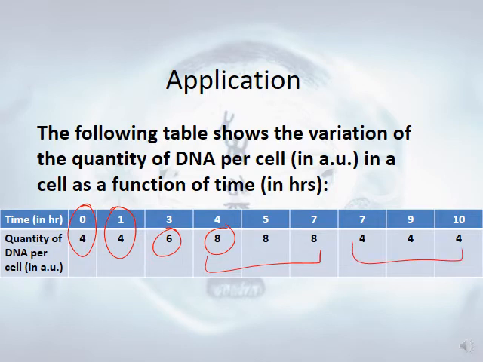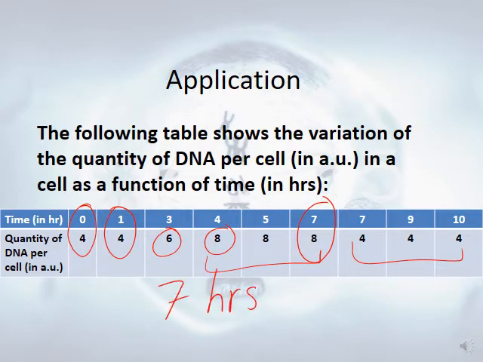So as time passes from 0 to 1 hour, the quantity of DNA per cell remains constant at 4 AU. Then, as time increases from 1 to 4, the quantity of DNA increases from 4 to 8 AU and remains constant until the 7th hour, where it decreases to 4 AU and remains constant. So the cell cycle here lasts from 0 to the 7th hour. So the duration of the cell cycle is 7 hours.